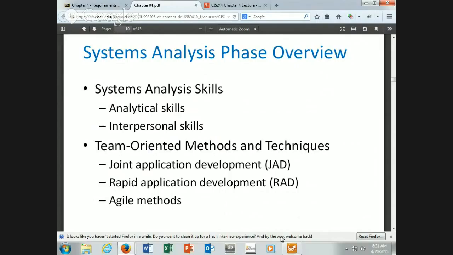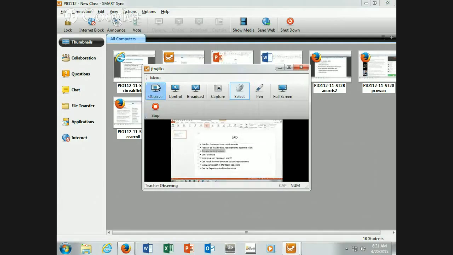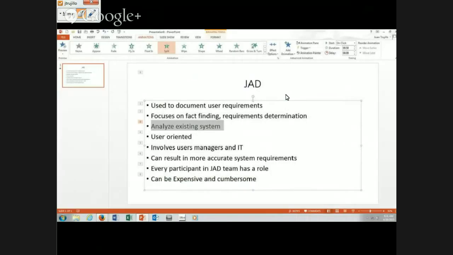Let's talk joint application development first. So whose computer had the joint application development? Okay. So tell me what you got. Well, this development, it's basically fact finding. It's done in a group setting. Okay, so based on fact finding, it's group setting. Okay. Yes.